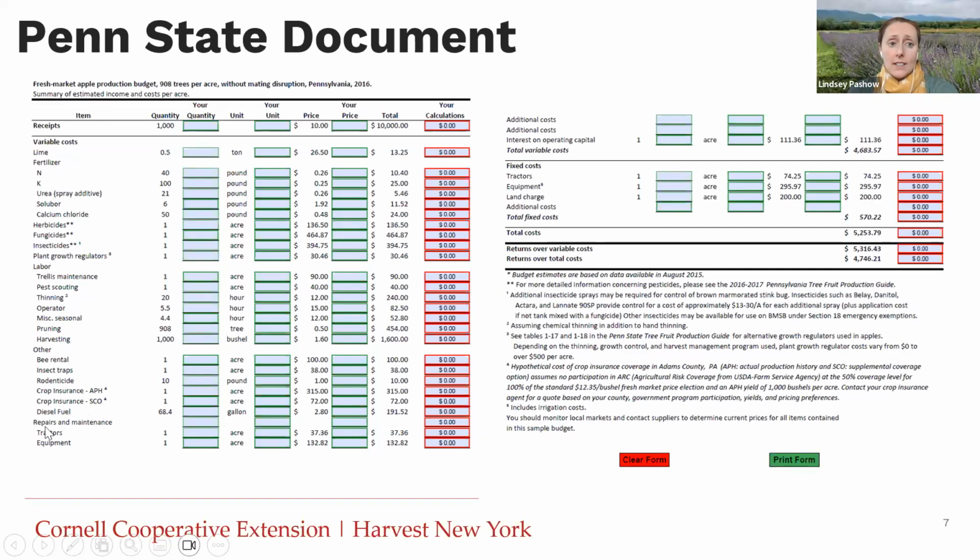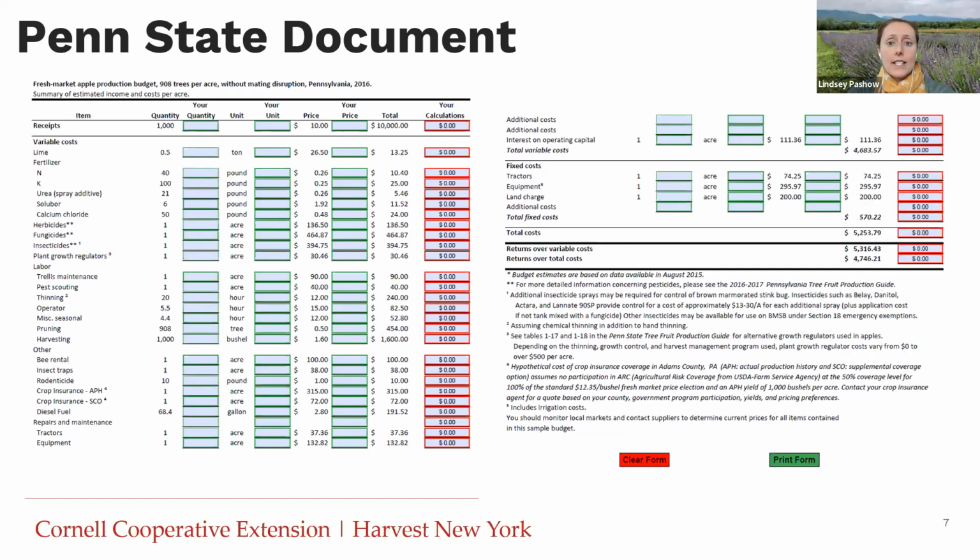As you can see, repair and maintenance is a variable cost, because some years you might need repair and maintenance on the tractor or other equipment, and some years you might not. Then your fixed costs would be your tractor, your equipment, your land charge, which technically could be variable because it might change from year to year. But you might have a signed contract for the next 10 years, and you know what that actual cost will be. So then that would make it fixed.